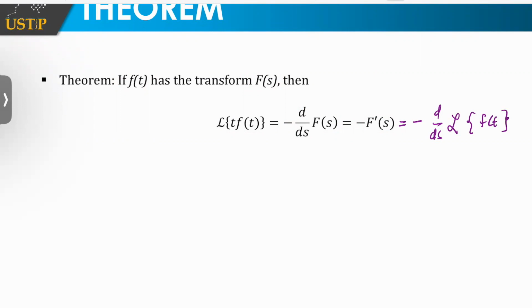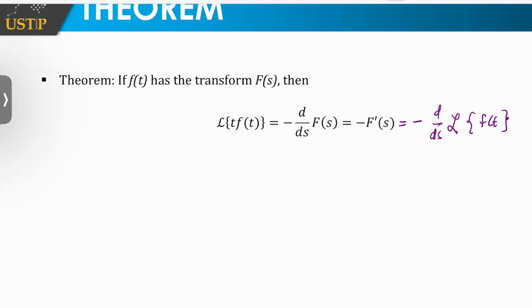Meaning to say, if you want to get the Laplace transform of t times f of t, first, we need to get the Laplace transform of f of t, and then we differentiate it, and then we negate it. That will be the equivalent of t times f of t.